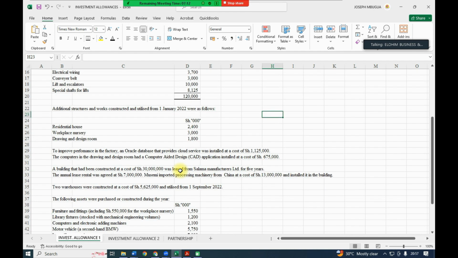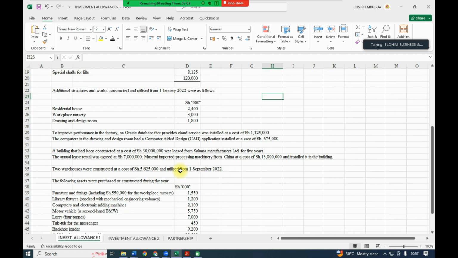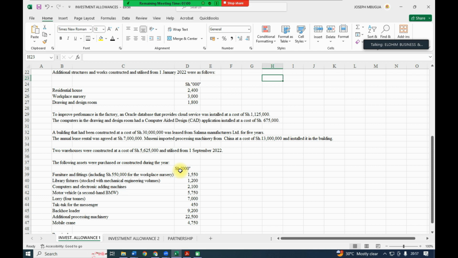Additional structures and works constructed and utilized from January 2022 as follows: residential house, workplace nursery, and drawing and design room. Then, to improve performance in the factory, an Oracle database that provides cloud service was installed at a cost of 1125. The computer in the drawing and design room had a computer-aided design application installed at a cost of 675.